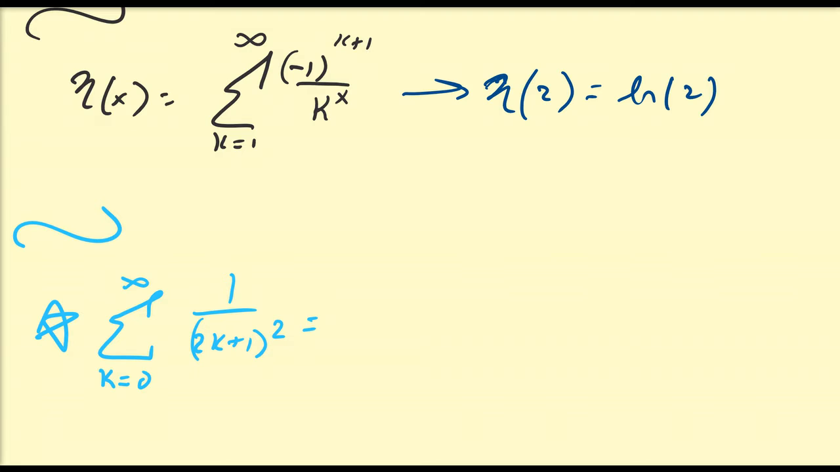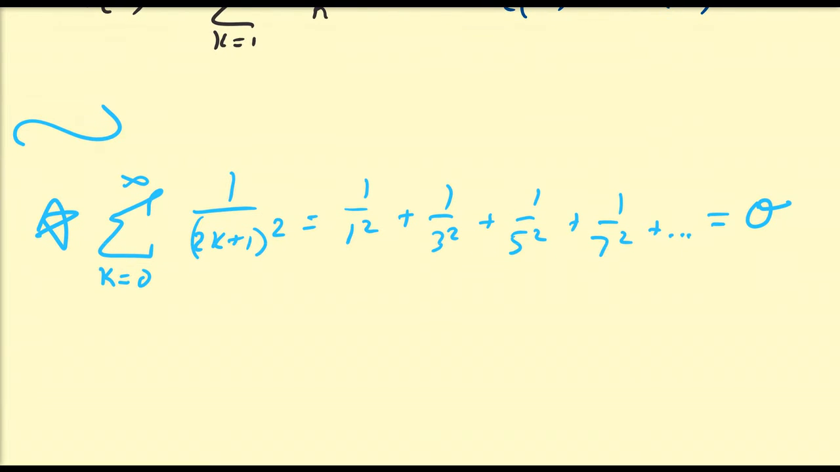So what does it look like? When k is equal to 0, we get 1 over 1 squared. When k is equal to 1, we have 2 plus 1, which is 3 squared. When k is equal to 2, we have 2 times 2 is 4, plus 1 is 5, so we have 5 squared. So it's pretty much going to be the sum of all of the reciprocals of the odd squares. I'm going to call this series O for odd.